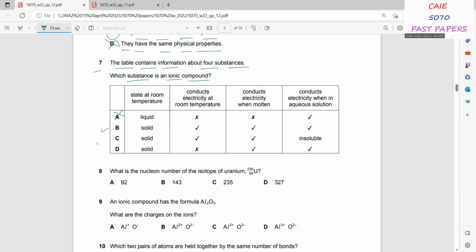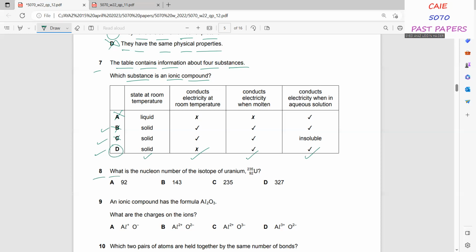Now B, C, D, these 3 are correct in terms of the state. What about the conductivity? In B and C, they have mentioned that the solid ionic compound conducts electricity at room temperature. So automatically these 2 will be wrong. D is correct. You see, state is solid, correct. Conducts electricity at room temperature, no, correct. Conducts electricity when molten, this is correct. Conducts electricity when in aqueous solution, this is also correct. So D is the right choice.